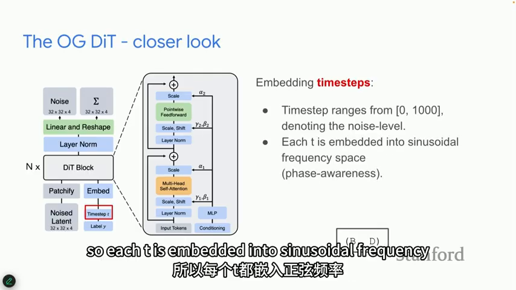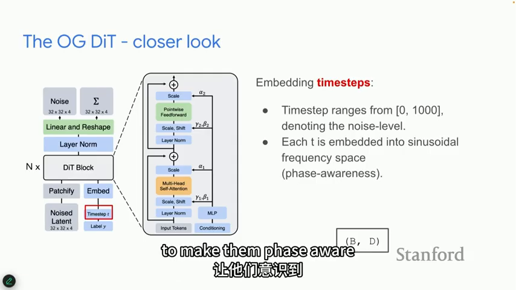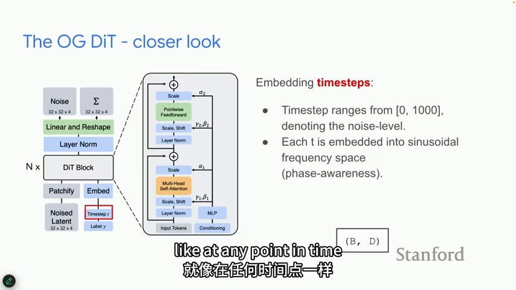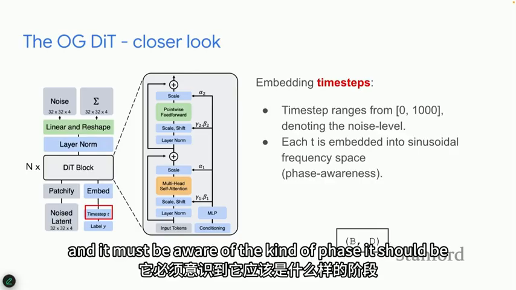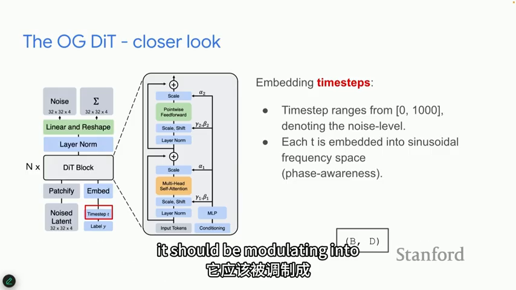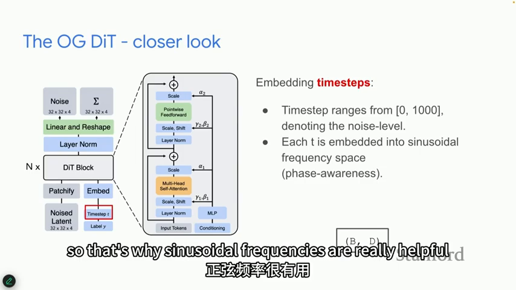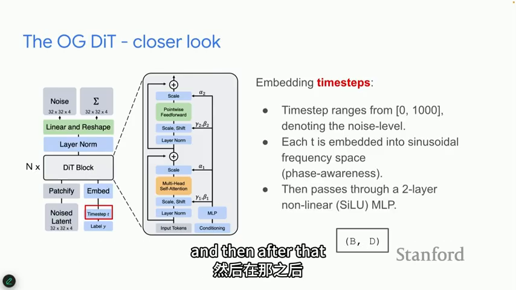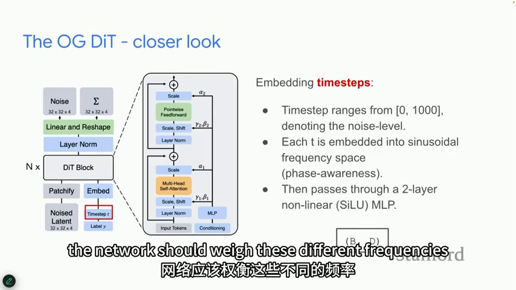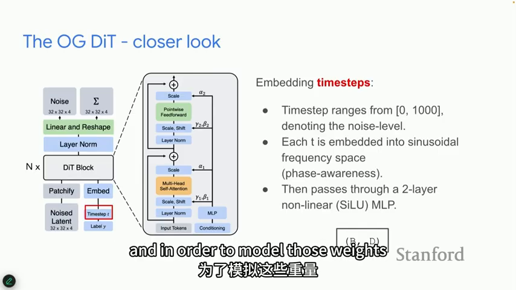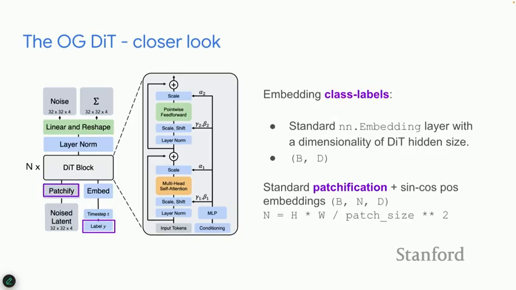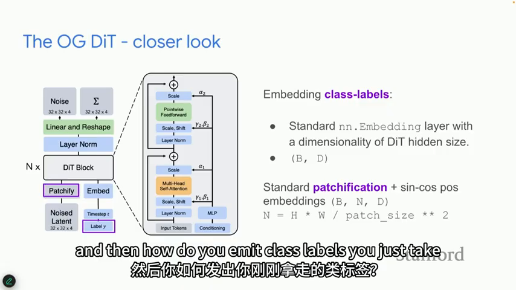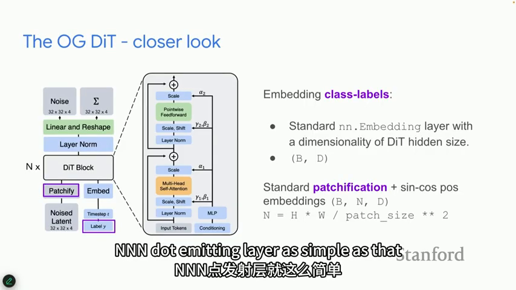So each t is embedded into sinusoidal frequencies to make them phase aware. Like, at any point in time, the network is seeing extremely low frequencies and extremely high frequencies. And it must be aware of the kind of phase it should be modulating into. So that's why sinusoidal frequencies are really helpful. And then after that, how the network should weigh these different frequencies. In order to model those weights, we basically pass it through a very shallow MLP. And then how do you embed class labels? You just take an nn.Embedding layer, as simple as that.